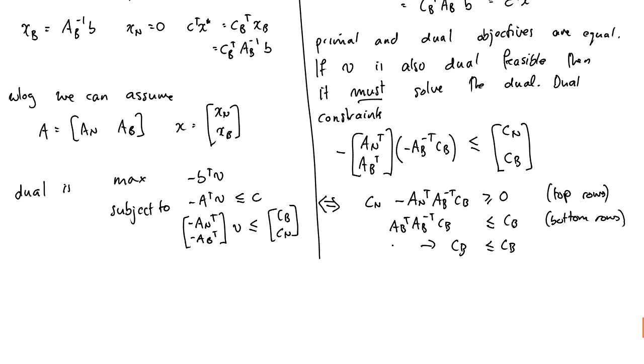So is this true or not? If it is, then we've solved our dual. So how do we know? Well, this one is fine. Obviously CB is less than or equal to CB, that's trivial. This one here, not so obvious, except that we've actually seen that term before.